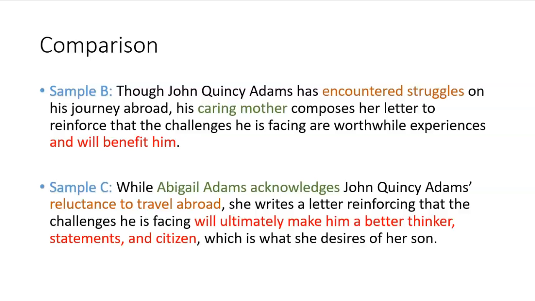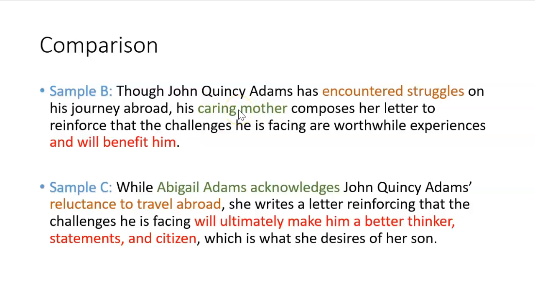You see that John Quincy Adams has a, quote, reluctance, and we see that here, reluctance to travel abroad, whereas in sample B, it says that he struggles. So we learn more about the audience, John Quincy Adams, in sample C. We learn more about our writer, Abigail Adams, as well. In sample B, it just says caring mother. We see that in green here.